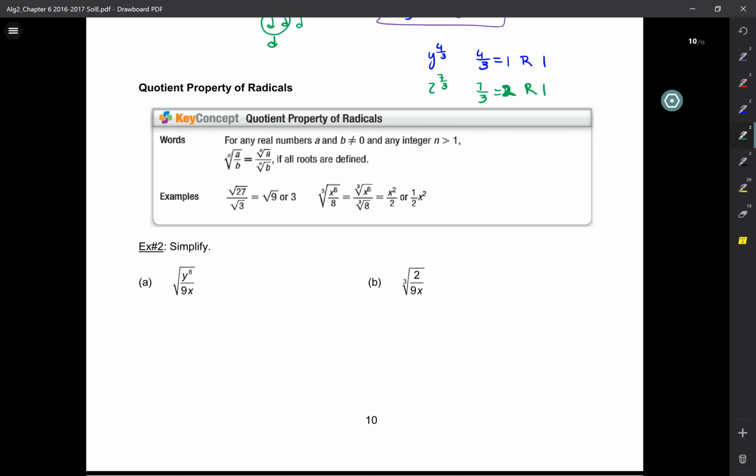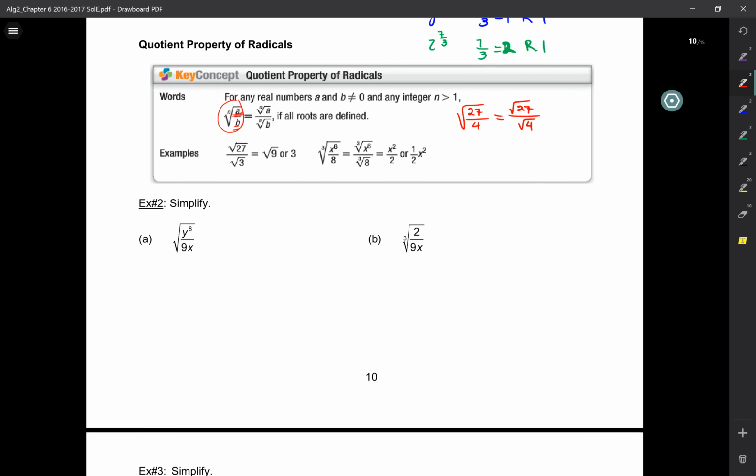Now, when we're dividing, when you have a fraction in a radical, in a case like this, you're allowed to split it up. So the one in the numerator gets a root, the one in the denominator gets a root. So for instance, if you have the square root of 27 over 4, you can split it up to root 27 over root 4. And then you simplify from there. Okay?